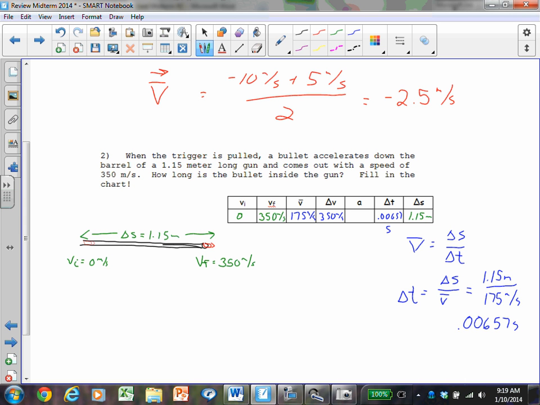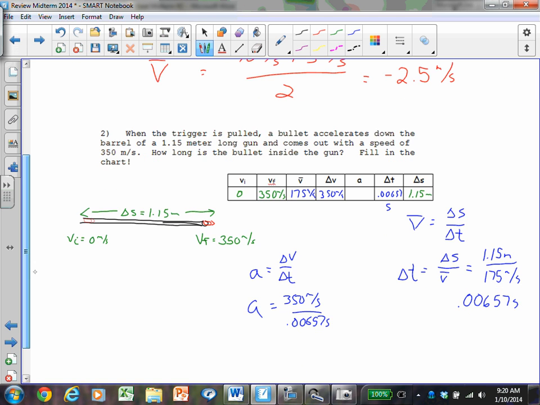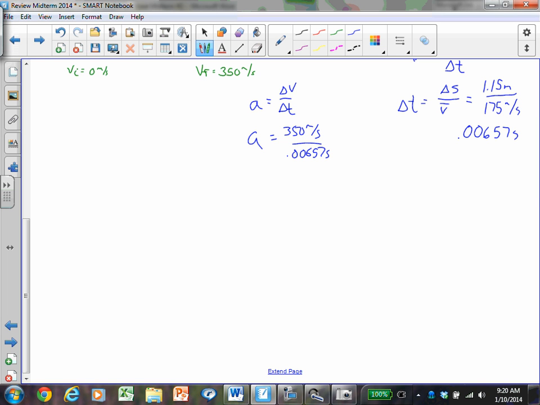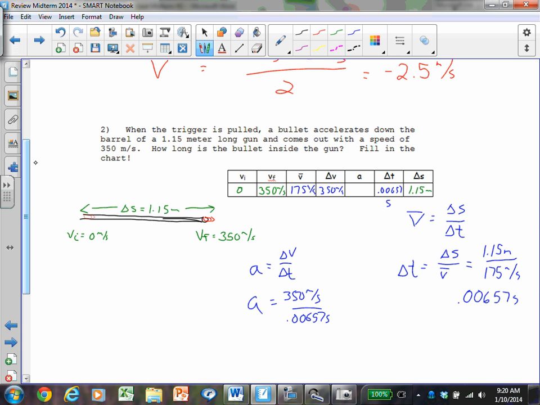And then A is simply delta V over delta T, 350 meters per second over 0.00657 seconds, which is approximately 53,261 meters per second squared.